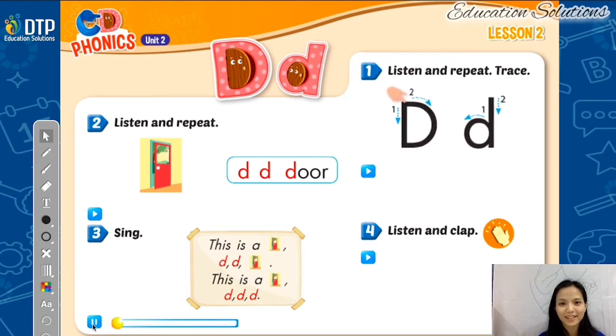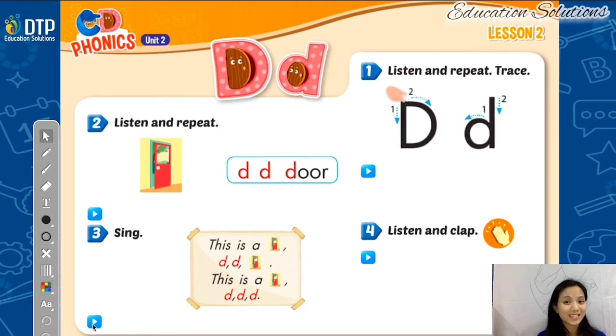3. Sing. This is a door. D, d, door. This is a door. D, d, d. This is a door. D, d, door. This is a door. D, d, d.